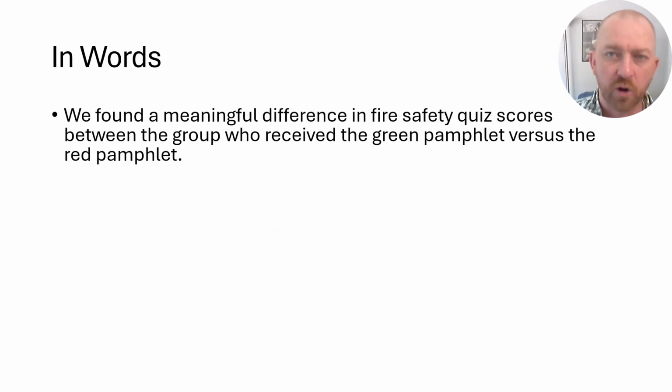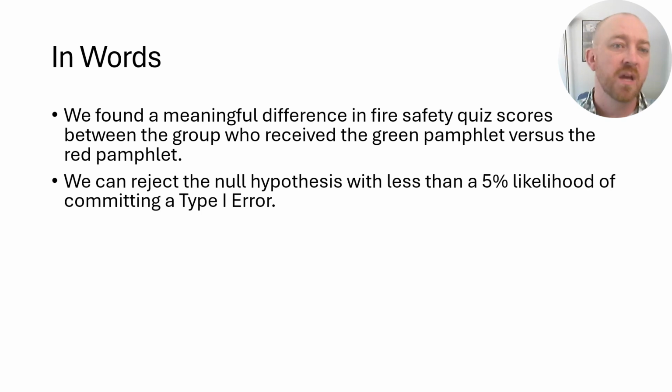Now let's put it in a paragraph that people can hopefully understand, especially if we're publishing this research or sharing it with other people. To wrap it all up, we found a meaningful difference in our fire safety quiz scores between the group who received the green pamphlet versus the red pamphlet. Therefore, because we found a meaningful or statistically significant difference, we can reject our null hypothesis. We can reject that default hypothesis that said there was no difference, because now we have strong evidence to suggest that there is a difference.